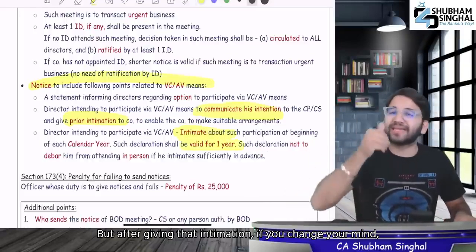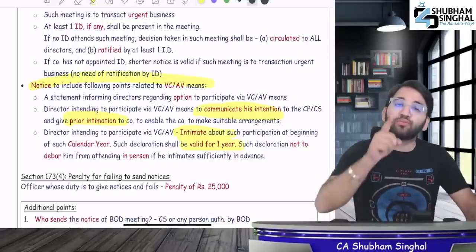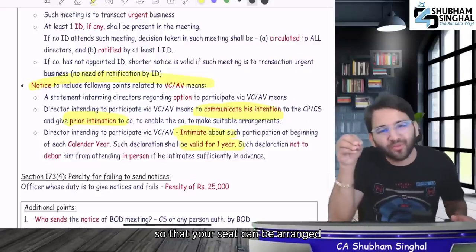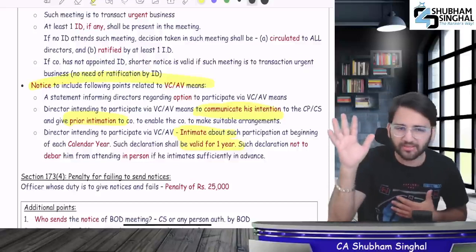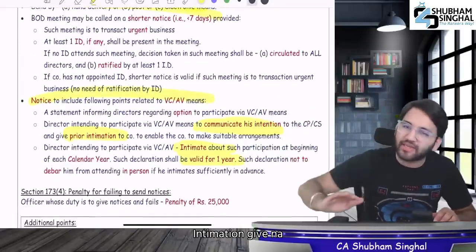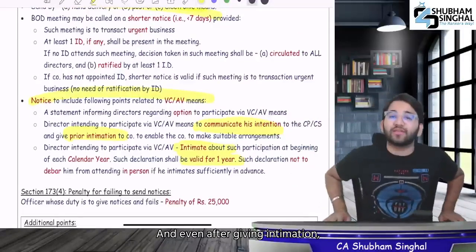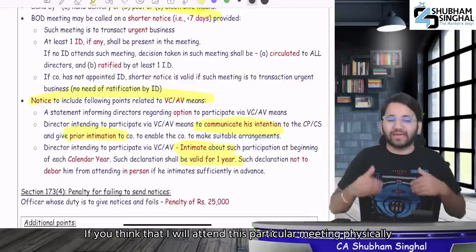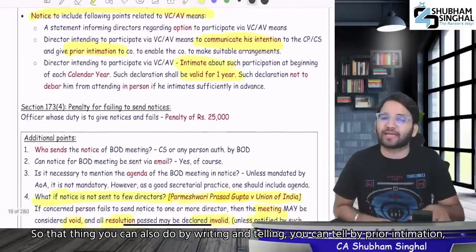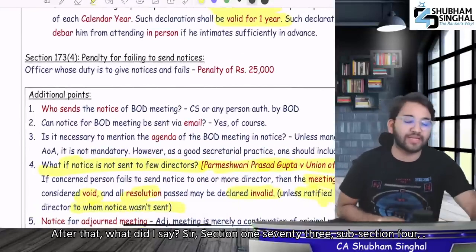But after giving that intimation, if you want to change your mind, will I be able to attend the physical meeting? So you can go and sit, but you need to intimate sufficiently in advance, okay, so that your seat can be arranged. Basically, we will explain to you that you can join through video conferencing. Give intimation. If you want, give intimation for the entire year at the start of the year. And even after giving intimation, if you think that I will attend this particular meeting physically, then you can also do that by writing. You can tell by giving prior intimation. What did I say? Section 173, subsection 4.